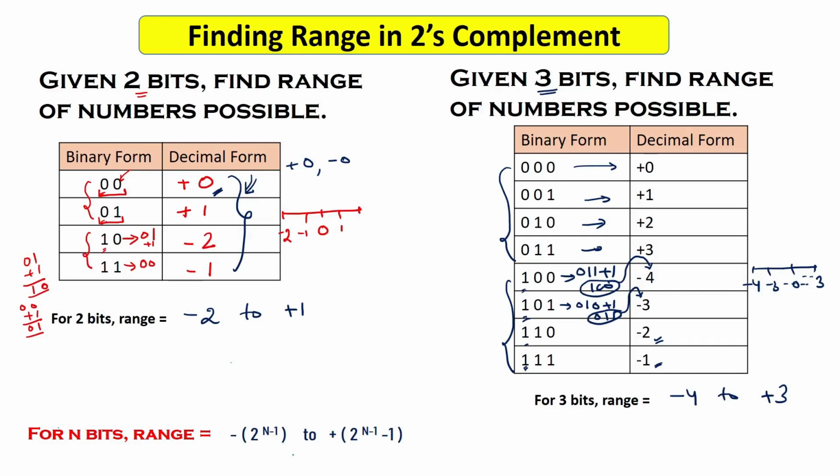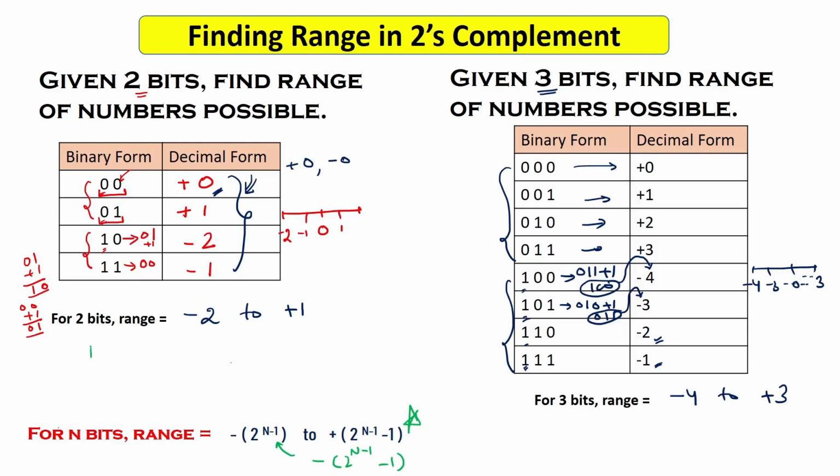Now if you observe here, there is no minus 1 here. That means in the case of sign magnitude and 1's complement we had 2 to the power n minus 1, minus 1, but there is no minus 1 here. So you have to take care of this in the case of the 2's complement formula.